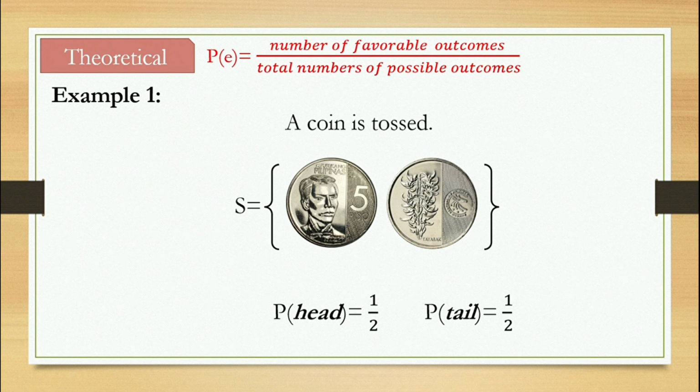How about the tail? How many tails do you see from our example? Yes, we have only one and our possible outcome is also 2. Therefore, the probability of getting a tail is 1/2.